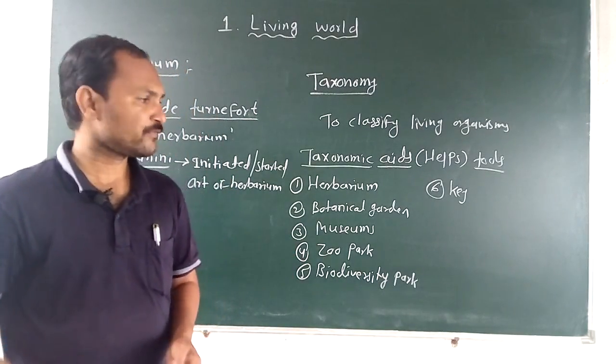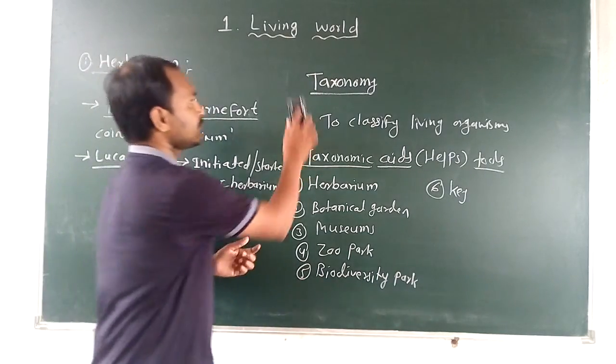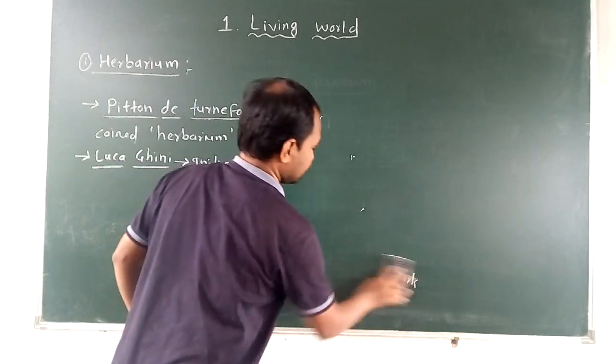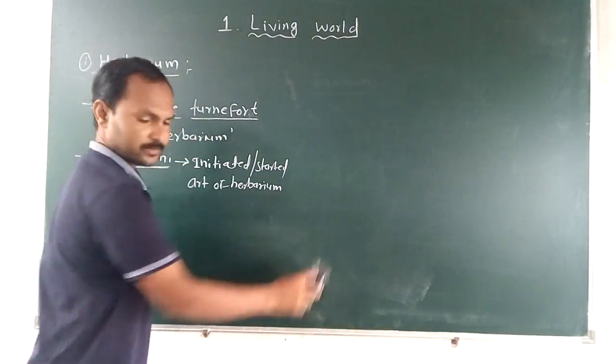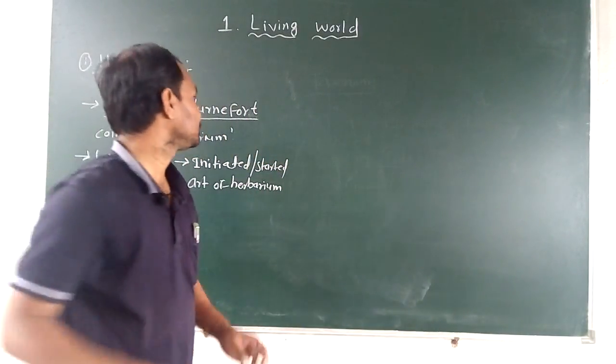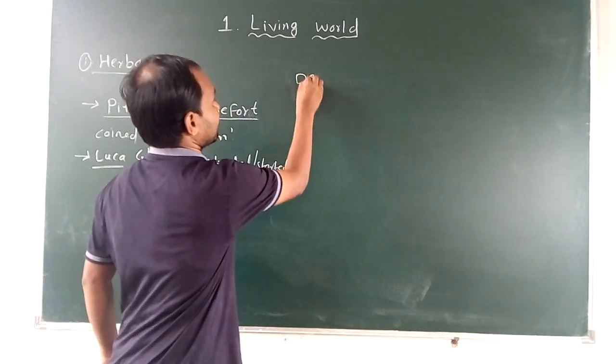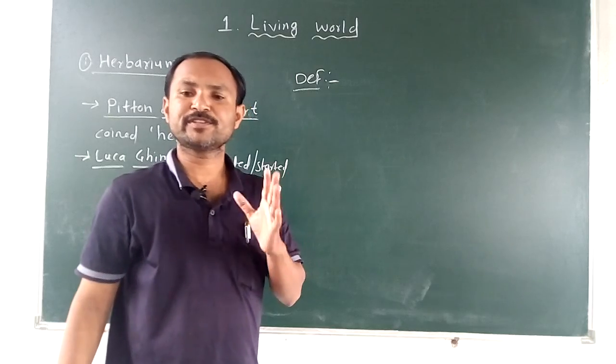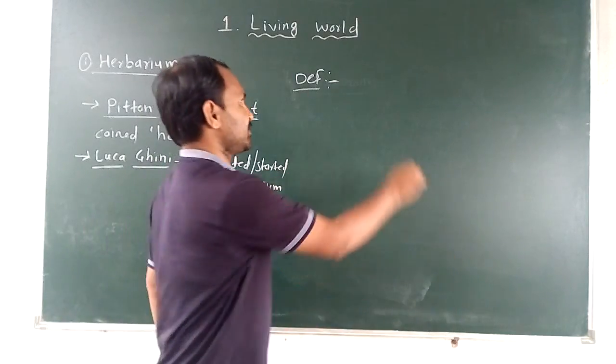Then the definition of herbarium. I will erase this part. That is completed. Now the definition of herbarium. Here I will write the definition. Now what is the herbarium? It is an essential dried plant specimen.